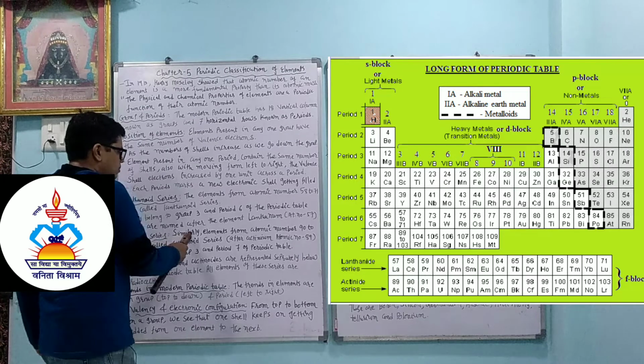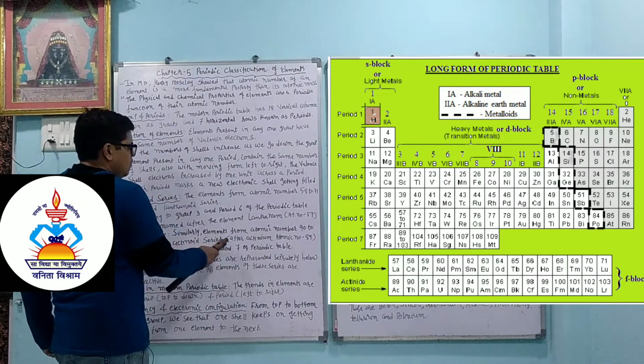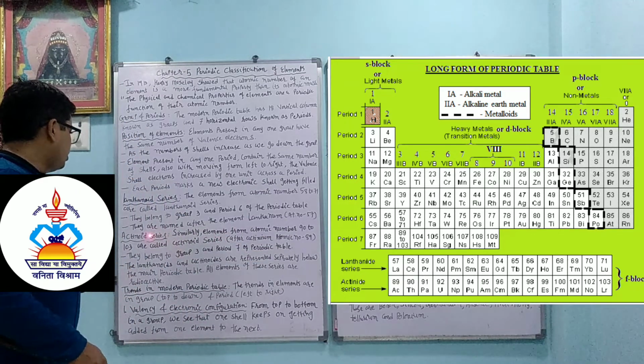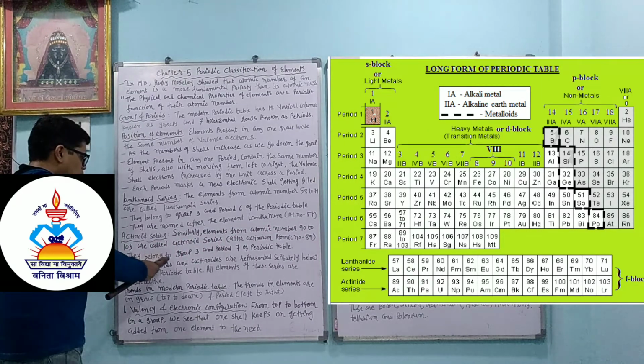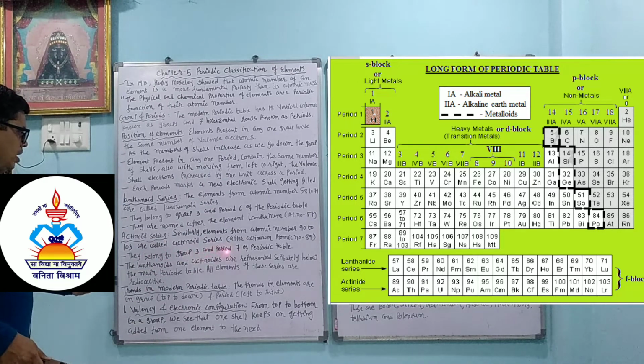Actinoid series. Similarly, elements from atomic number 90 to 103 are called the actinoid series after actinium, atomic number 89. So the actinoid series came into existence because of what? The first element is actinium and its atomic number is what? 89. So the elements from atomic number 90 to 103 are called the actinoid series. They belong to group 3 and period 7 of the periodic table.